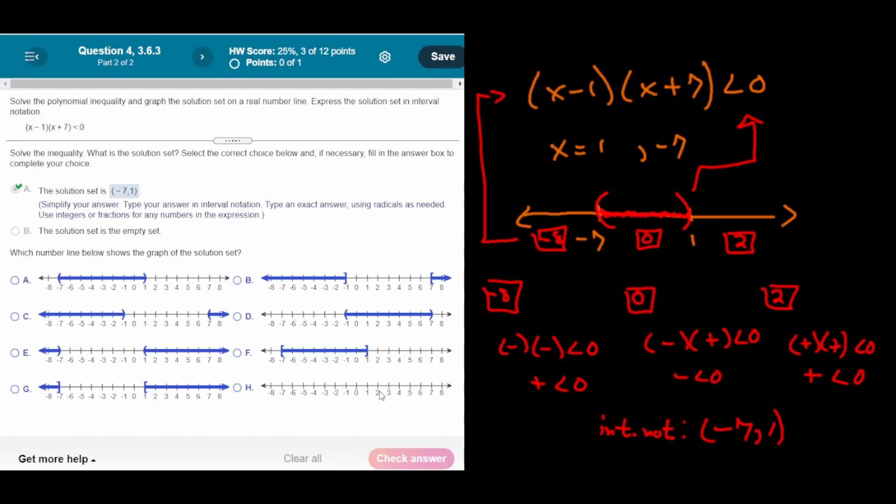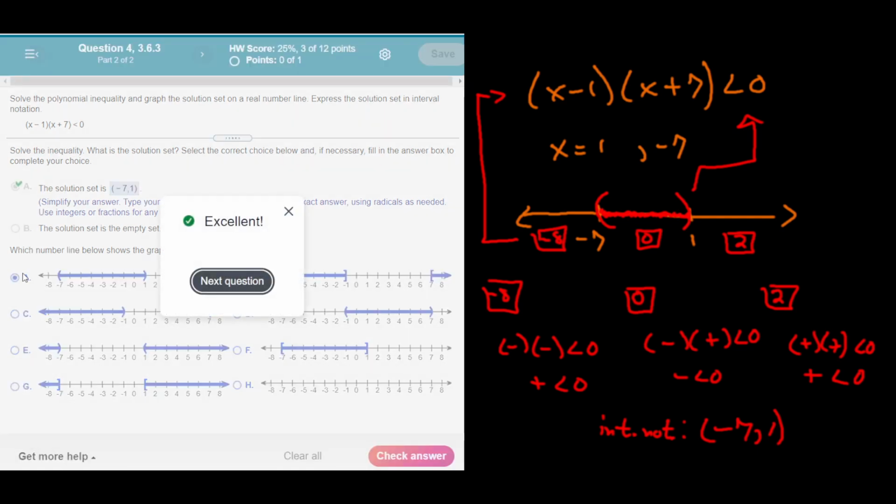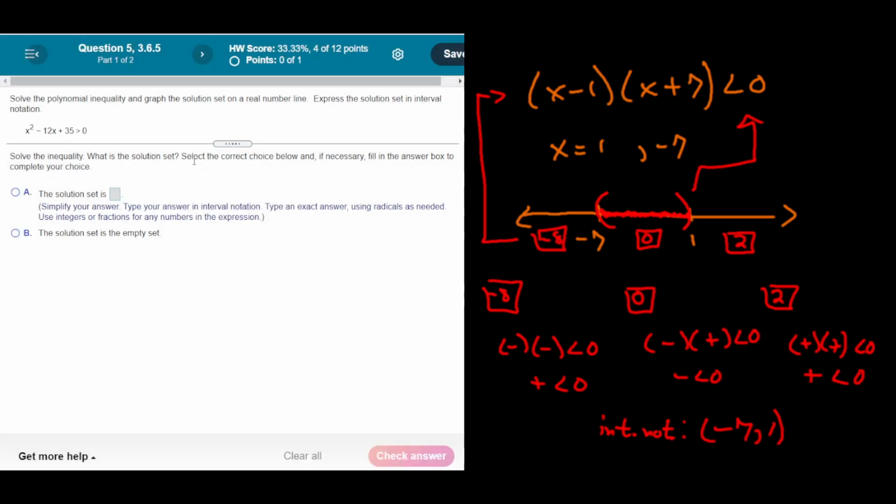Excellent. Okay, so let's look between -7 and 1 with parentheses and not a bracket. So -7, I don't see it right offhand. Where the heck? Oh, it's because it's right there. Yeah, that's it. All right, they're going to make us do just a little bit of work.